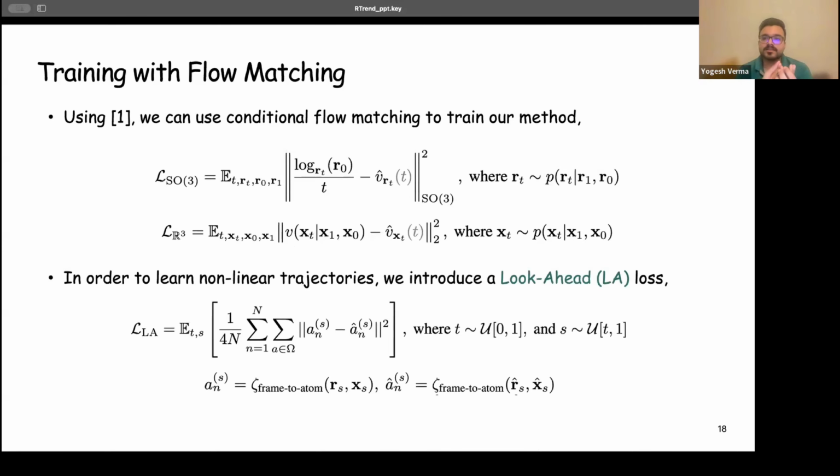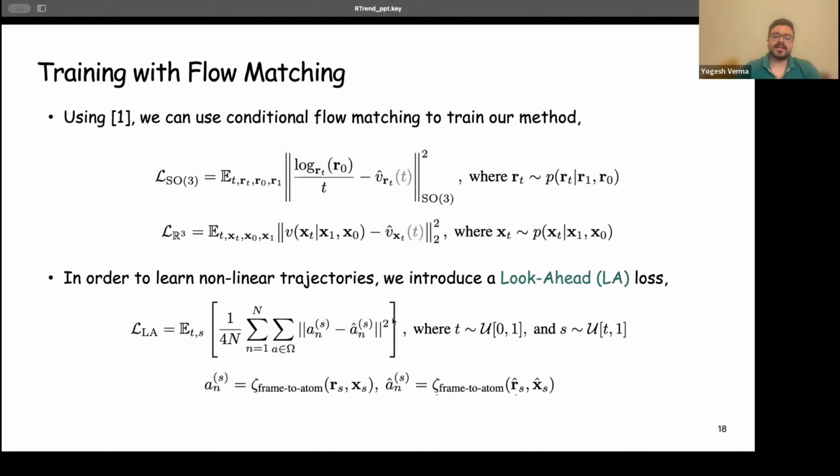It is non-linear in nature. So we need more penalty terms so that the model learns these kinds of non-linear trajectories. In order to do that, we introduce a look-ahead loss. So what does it do?